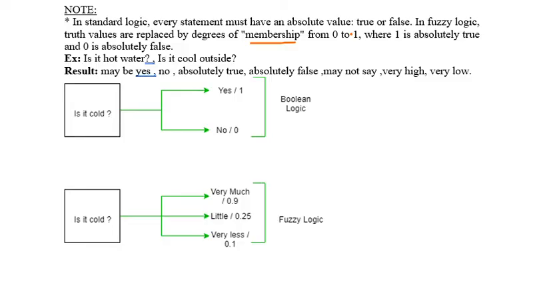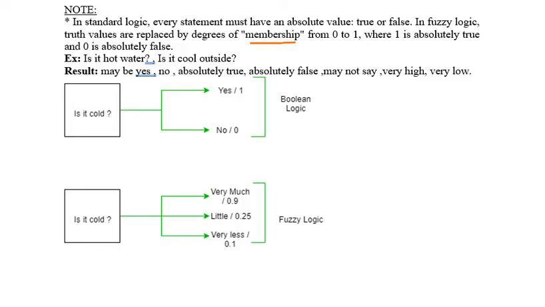Now let's understand what the intermediate values between 0 and 1 are. Let's take an example, with which I think you can understand fuzzy logic more clearly. Is it hot water? This is the question. In Boolean logic, if it is hot water, we'll say yes, it's hot water. If it is not hot water, no, it's not hot water. That comes under Boolean logic. We get yes or no, a correct, accurate result. If it is hot water, the result will be yes. If it is not hot water, the result will be no.